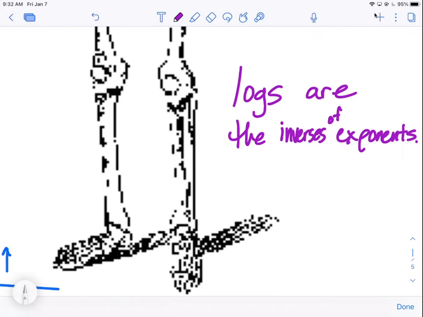It undoes the work of the other function. Multiply by 5, you want to undo it, divide by 5. Add 7, want to undo it, subtract 7, right? Logs and exponents are inverses of each other. Not just logs are the inverses of exponents, but exponents are the inverses of logs. Exponents speed things up, logs slow things down.